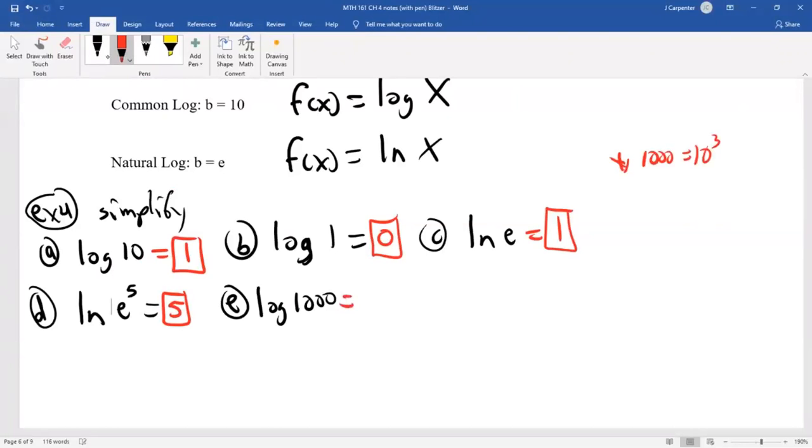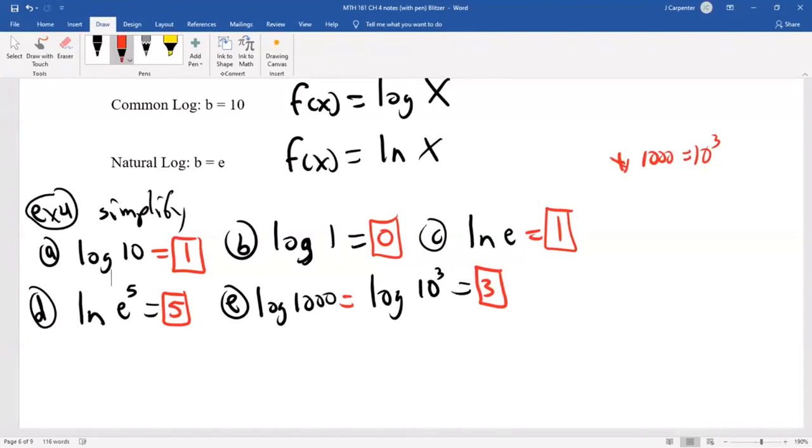So we should rewrite this as the log, again with an assumed base of 10, and then the exponential part will now be 10 to the 3rd. Now because this base is a 10 that you don't see, and this base is a 10, all of that cancels each other out, and you're left with, once again, just the exponent, and that is 3. So the log of 1,000 is 3.